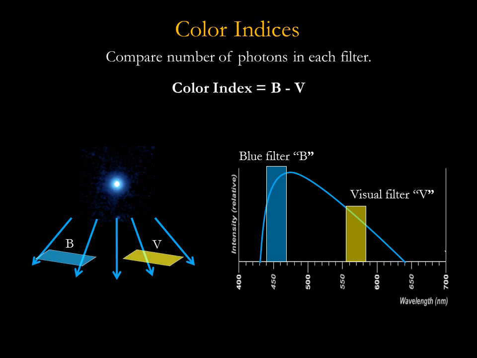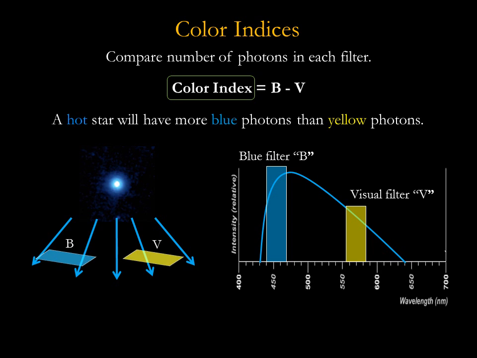What astronomers actually do is count the number of photons coming through each filter and then subtract one filter from the other to get what is called a color index. In this case, we're taking the number of photons in the blue filter and subtracting off the number of photons in the visual or the yellow filter to get a B minus V color index. A hot star will have more blue filter photons, and a cool star will have more yellow filter photons.